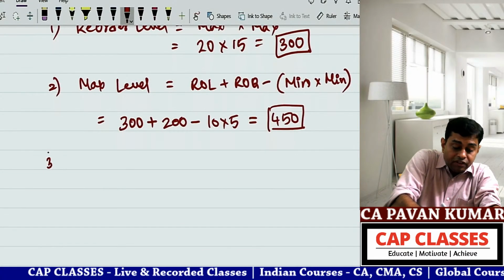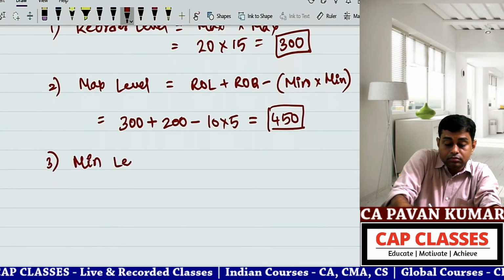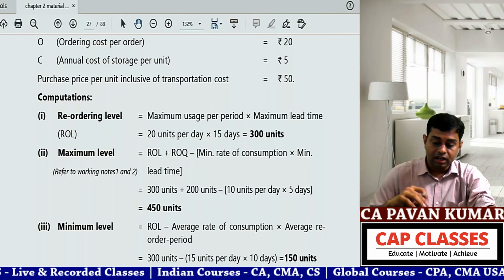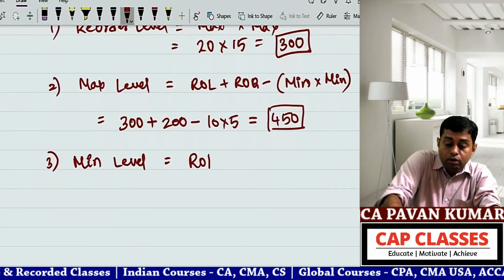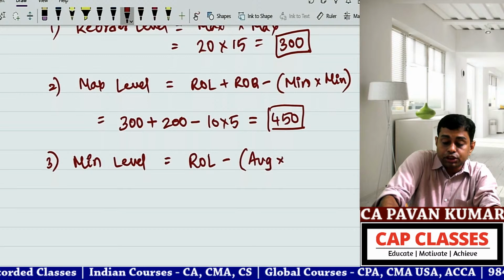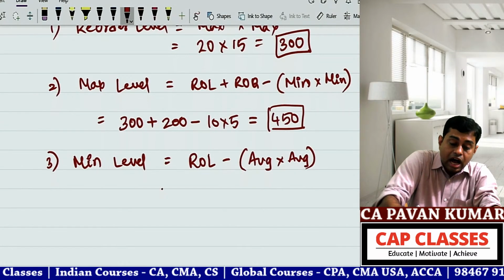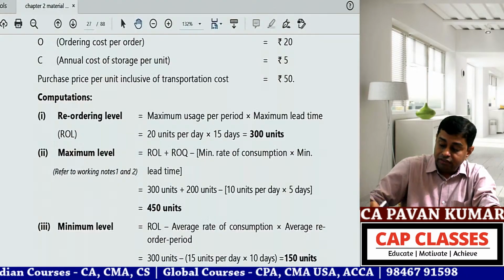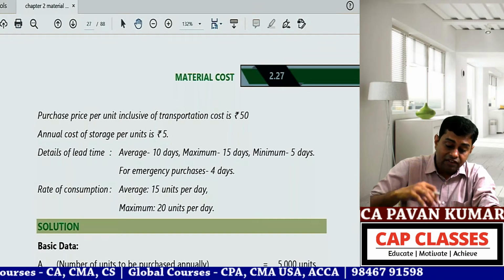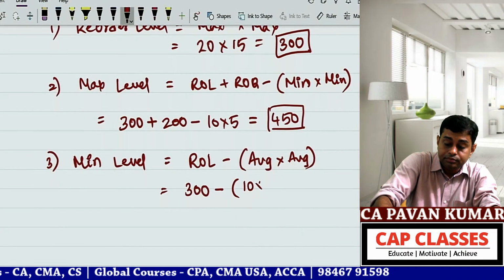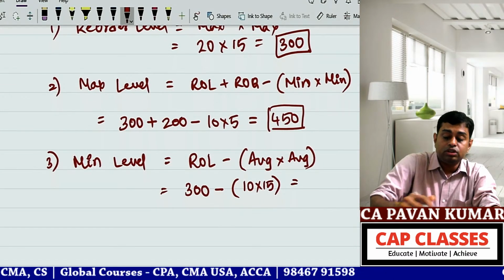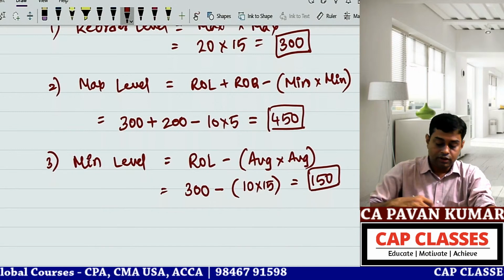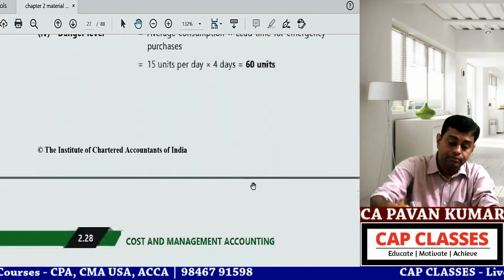3. Third one is minimum level. Okay, so are you getting the answers? What is minimum level? ROL minus average into average. What is ROL? We have calculated in the first part, 300, minus average consumption into average lead time. Is that given in the question? Average 10 days, average 15 units. 10 into 15. That is equal to 300 minus 150. It is 150. You got minimum 150.